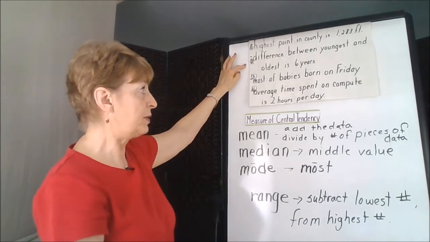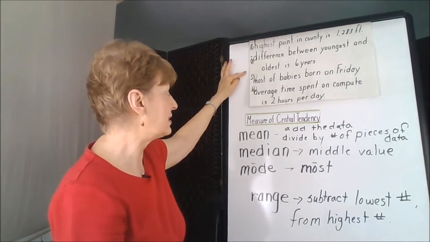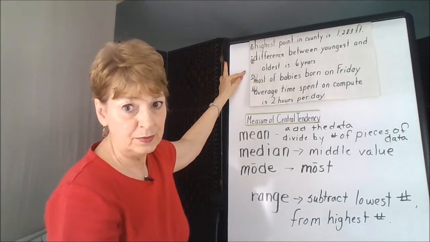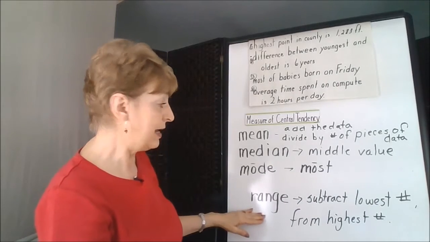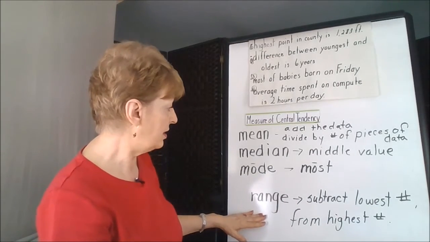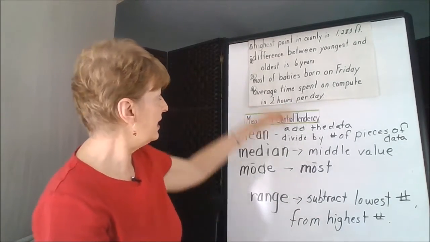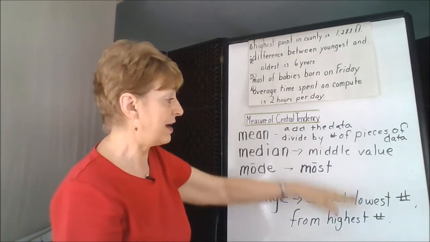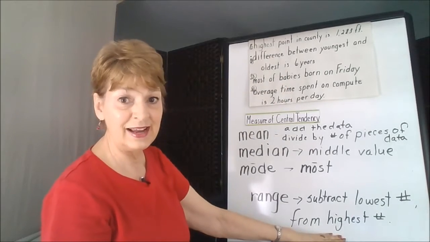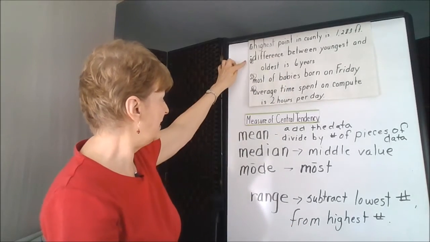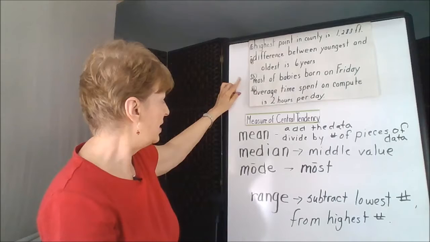The difference between the youngest and the oldest is 6 years. Well, difference means subtraction, and the range is where we did our subtraction, from the lowest to the highest. Isn't the youngest actually the lowest in age? Isn't the oldest the highest in age? Number 2 would be range.